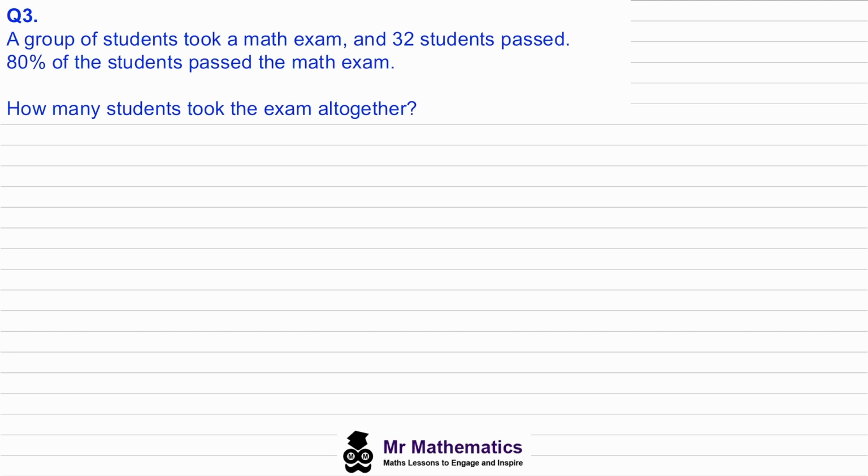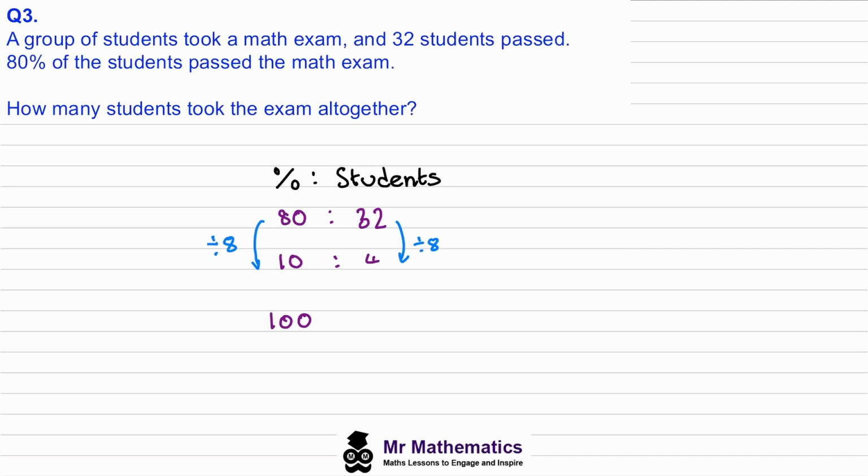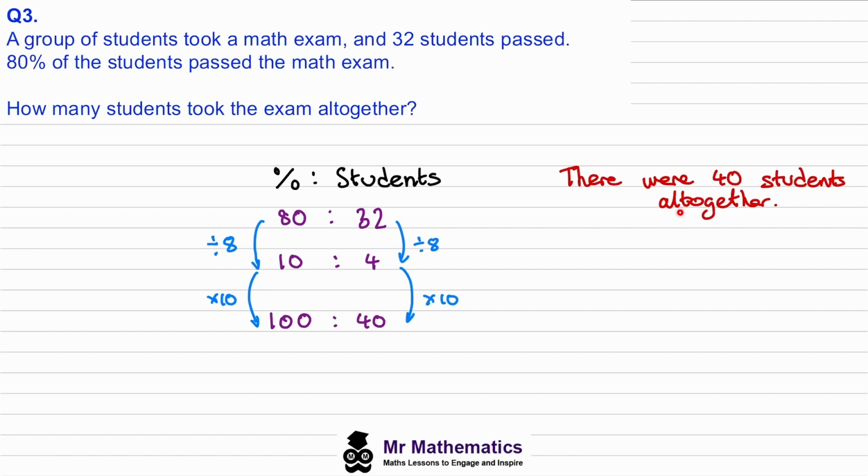So if we write the ratio as percentage to students, we know 80% took the exam and only 32 students passed. We need to find how many students there were altogether, and this is 100%. So again, we'll find 10% by dividing both sides by 8, and this will give us 4 students. And then to find 100%, we'll multiply both sides by 10, and this will give us 40. So now we have 40 students altogether. Okay? Question 4.